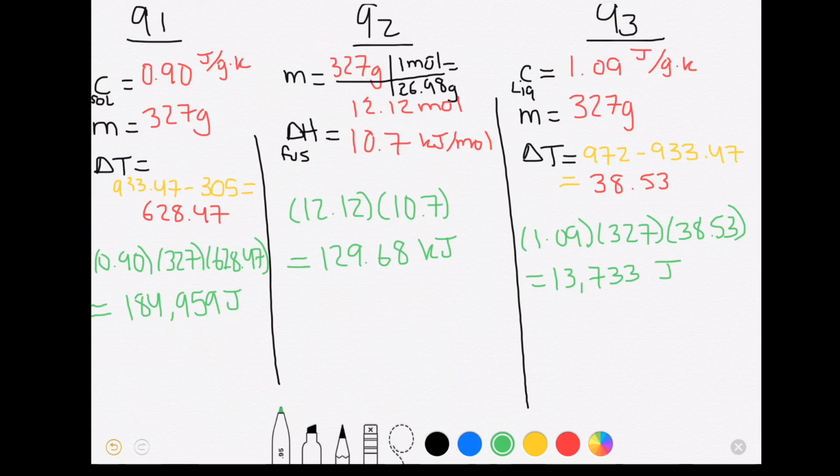Now at the beginning of this video I said that once we had our individual Q answers, we would add them all together to get our final answer for the problem. But before we can do that, we have to make sure our Q's all have the same units. Right now I have joules for my odd Q's and kilojoules for my even Q's. So what I'm going to do is convert my joules to kilojoules, and I can do that really easily by just moving my decimal place 3 times to the left.